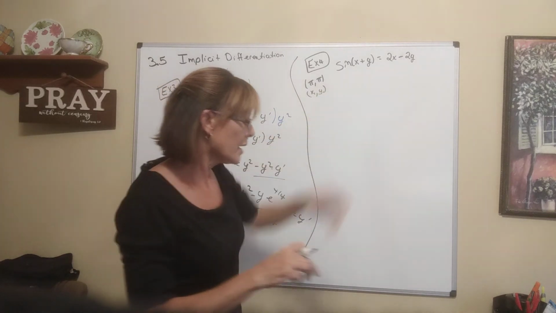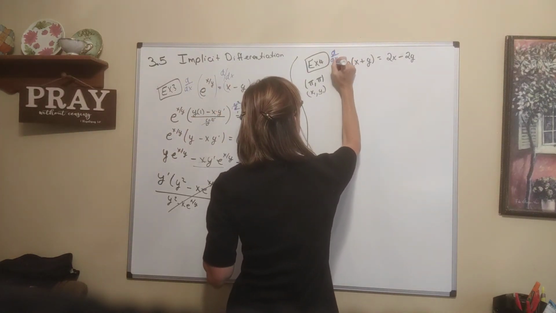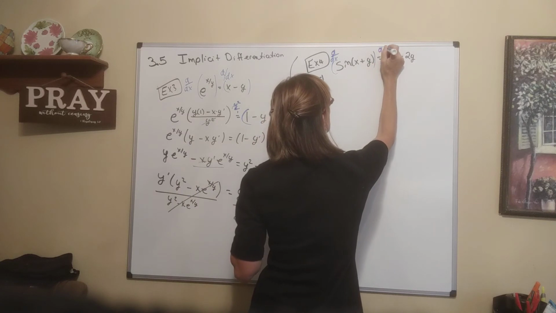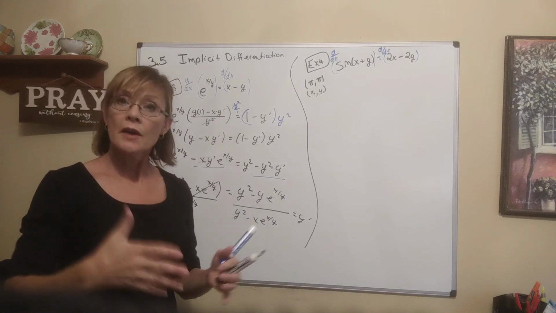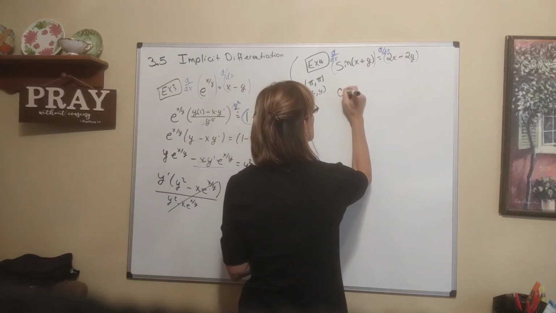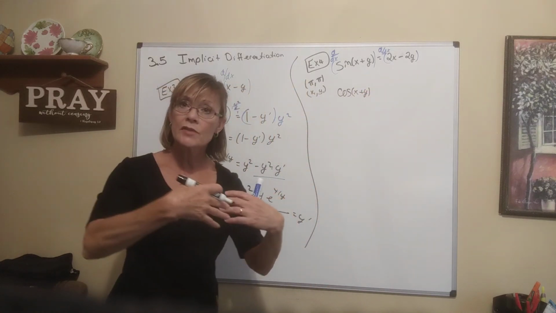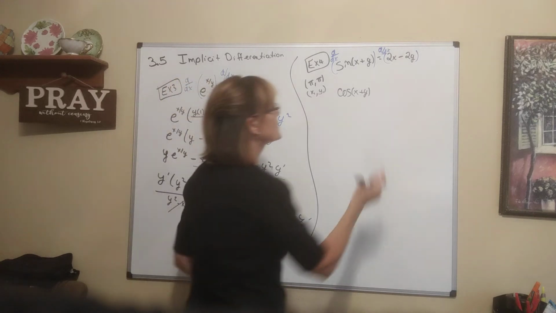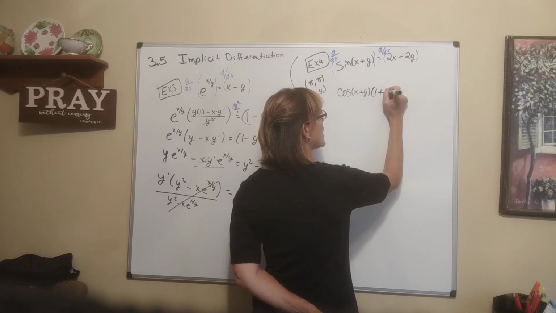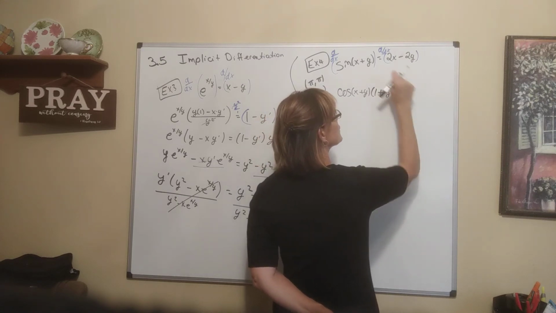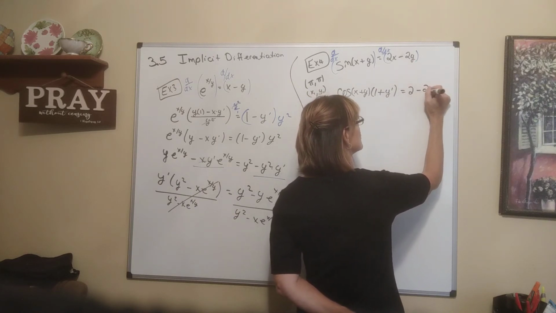So find dy/dx. Let's use implicit differentiation. So it's d/dx of this side, d/dx of this side. So here we go. Derivative of sine is cosine. So it's the cosine of (x plus y) times the derivative of the inside, because this is chain rule, because it wasn't just the cosine of x, times the derivative of what we have inside here. So the derivative of x is 1. The derivative of y is y prime, equals the derivative of 2x, which is 2. Derivative of negative 2y is minus 2y prime.